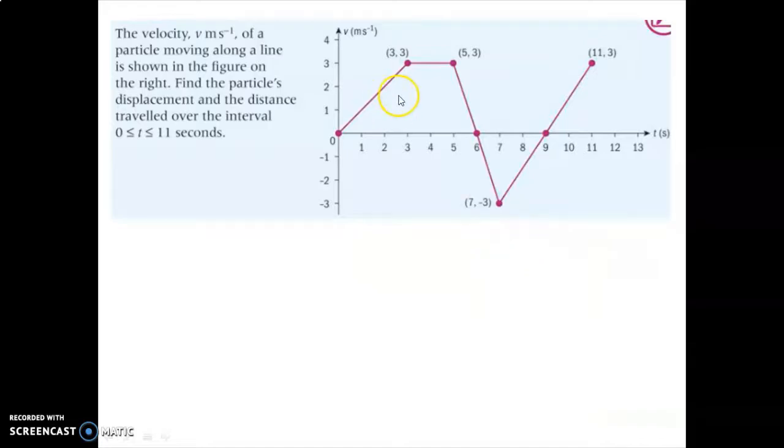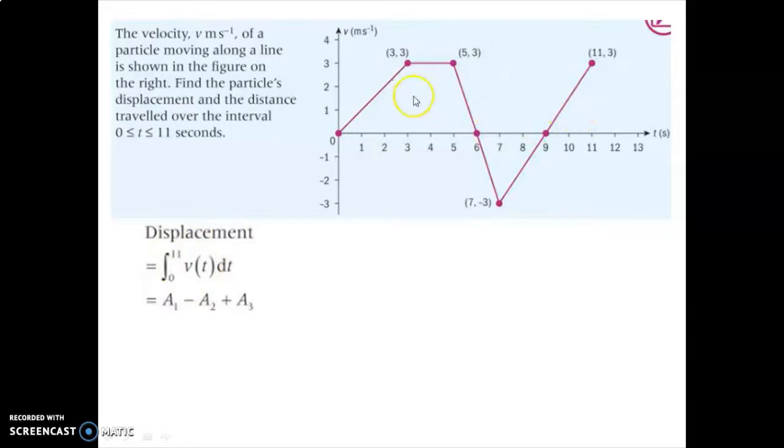So try it here. What would be the displacement? I'll give you a hint to start. Well, the displacement we just learned is the integral of the velocity, so the integral of this function, which means the area under this function. And here we're talking from 0 to 11. And in this case, we're going to be adding this area, subtracting this one, and adding this third area here.